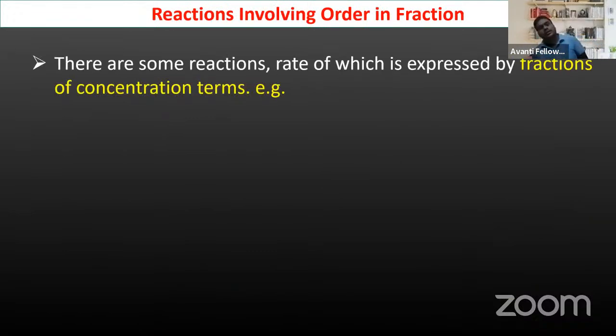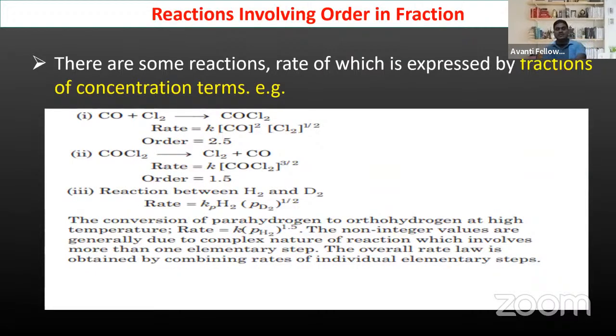Now, reactions involving fractional order. There are some reactions whose rate is expressed by a fractional power of the concentration. So, reactions involving fractional order. Let's see examples of such reactions. Like CO plus Cl2 giving COCl2, and the order for this reaction is 2 into half, that is 2.5. Similarly, COCl2 giving Cl2 plus CO, where the order is given as 1.5.